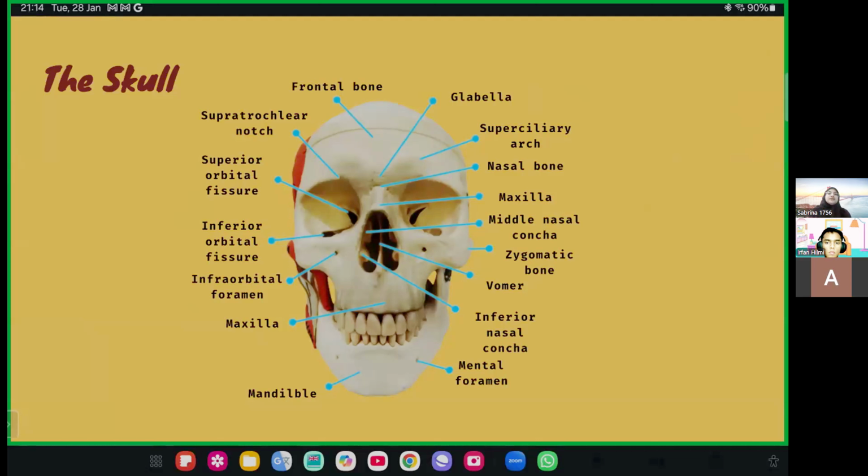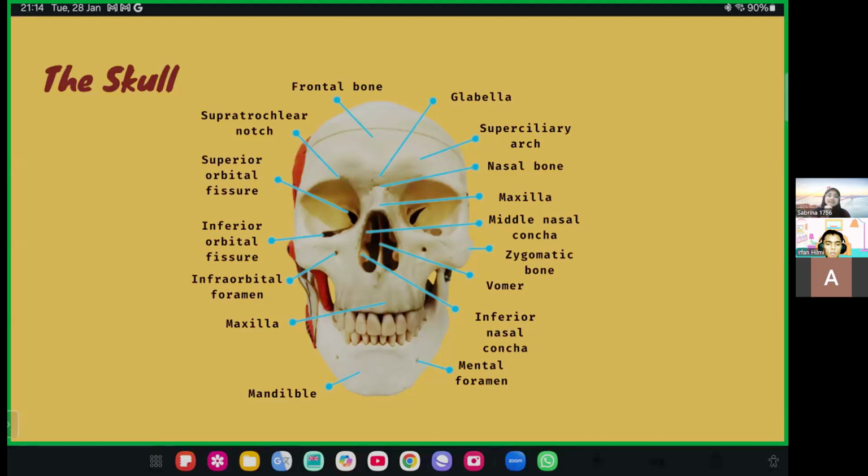supratrochlear notch provides a pathway for nerves and vessels. The eye sockets or orbits are bordered by the superior and inferior orbital fissures, and below the orbit lies the infraorbital foramen, which is the passage for the nerves. The nasal bone forms the bridge of the nose, with the middle nasal concha and the inferior nasal concha assisting in air filtration. The vomer forms part of the nasal septum, and the zygomatic bone creates the cheek structure.